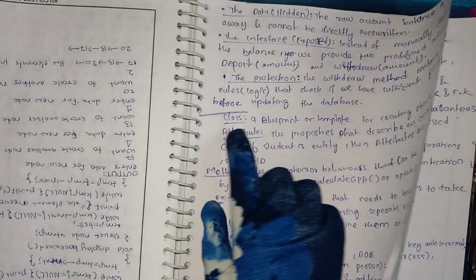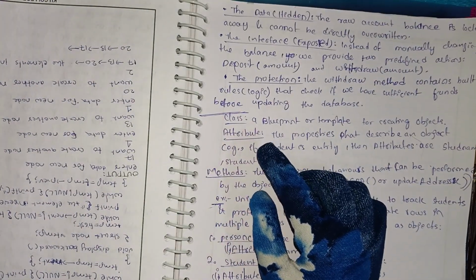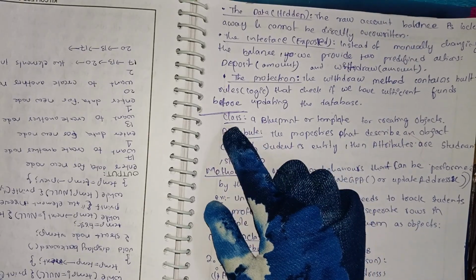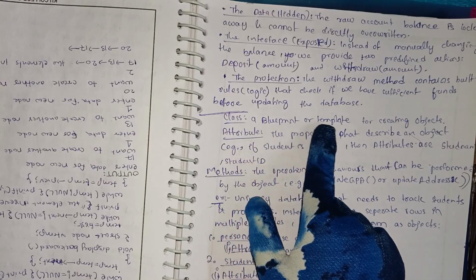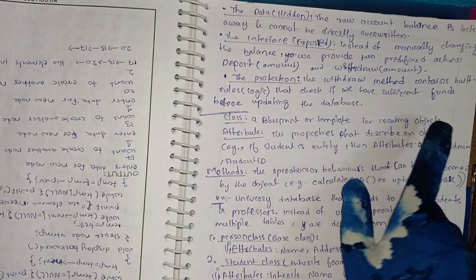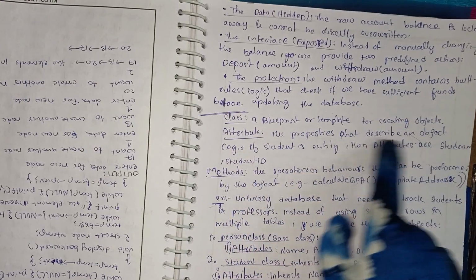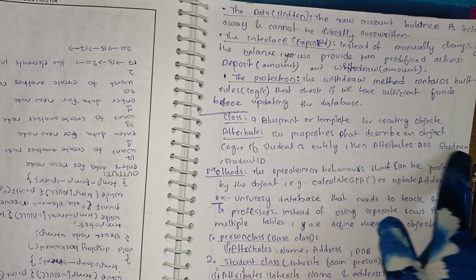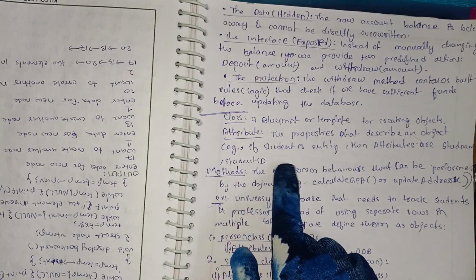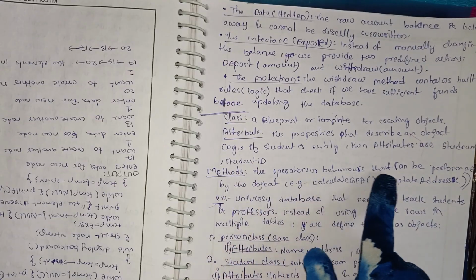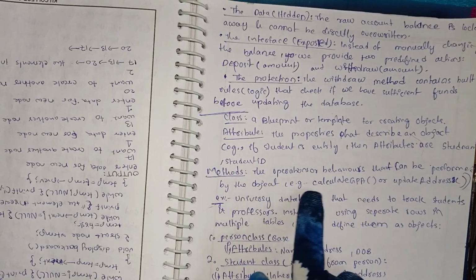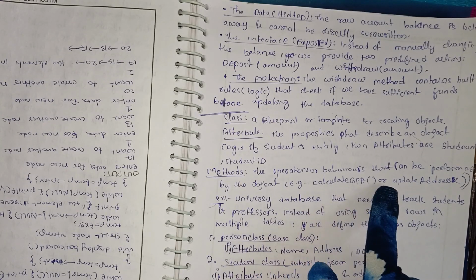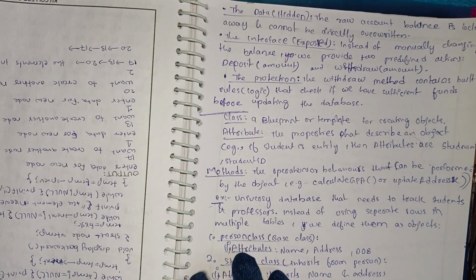Okay. And then we will see the object based data model. Here, some important points are there. First is class, a blueprint or template for creating objects. And attribute, the properties that describe an object. Example, if a student is an entity, then attributes are student name, student ID, etc. And methods, the operations or behaviors that can be performed by the object. Example, calculate GPA or update address.